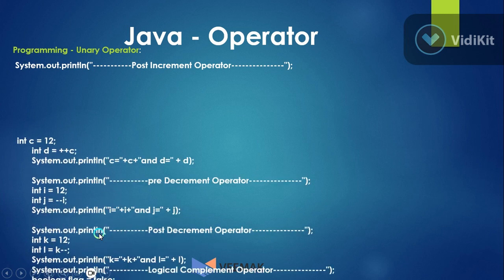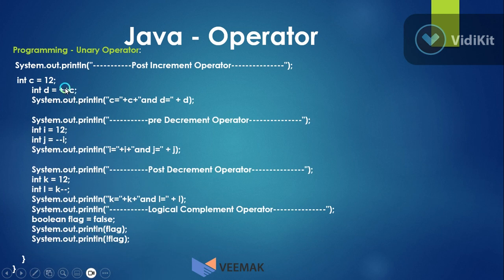Then the post-increment operator. The C value, C++, we have to give C++. In C++, first the C value is assigned to D, then the increment happens, post-increment in the sense C++. Okay, some mistake is there, we will correct it while doing programming. Sorry for the mistake. C++, first the C value is assigned to D, then the C value is incremented. This is the post-increment.